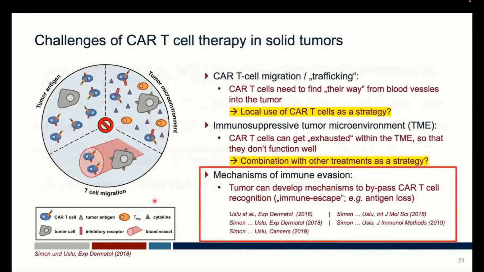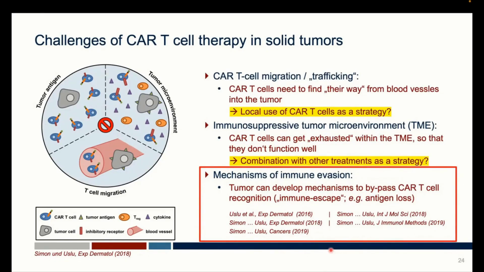So coming back to this overview slide, the last challenge which I presented was mechanisms of immune evasion. Because of time reasons, I cannot go further into this, but I worked on this for several years in Germany. So this is basically my data from a few years ago.